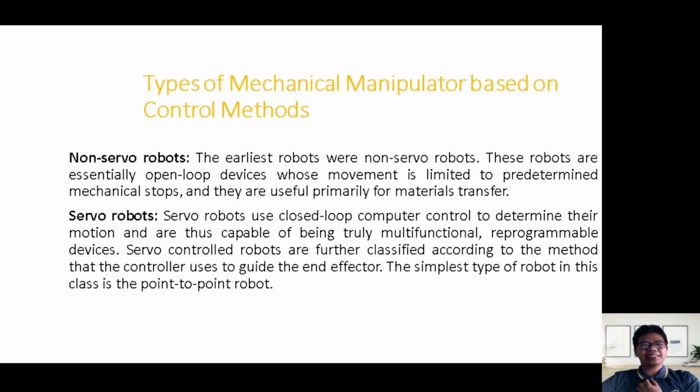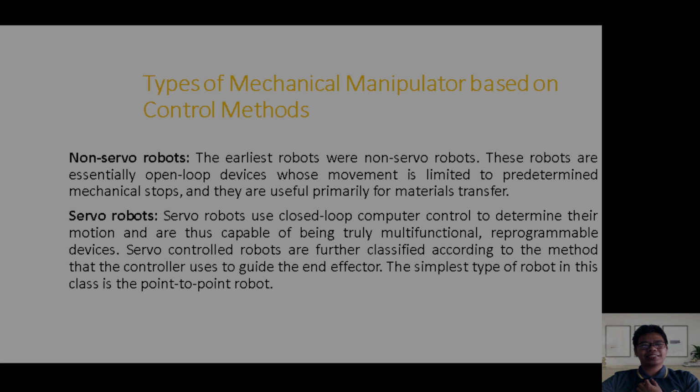Imagine the earliest robots operating as non-servo devices. These open-loop mechanisms move within predetermined mechanical limits, primarily suited for basic material handling tasks. Servo robots mark a leap forward with closed-loop computer control enabling multifunctional, reprogrammable capabilities. This category includes point-to-point robots where motion is guided by a controller, facilitating precise and versatile actions.